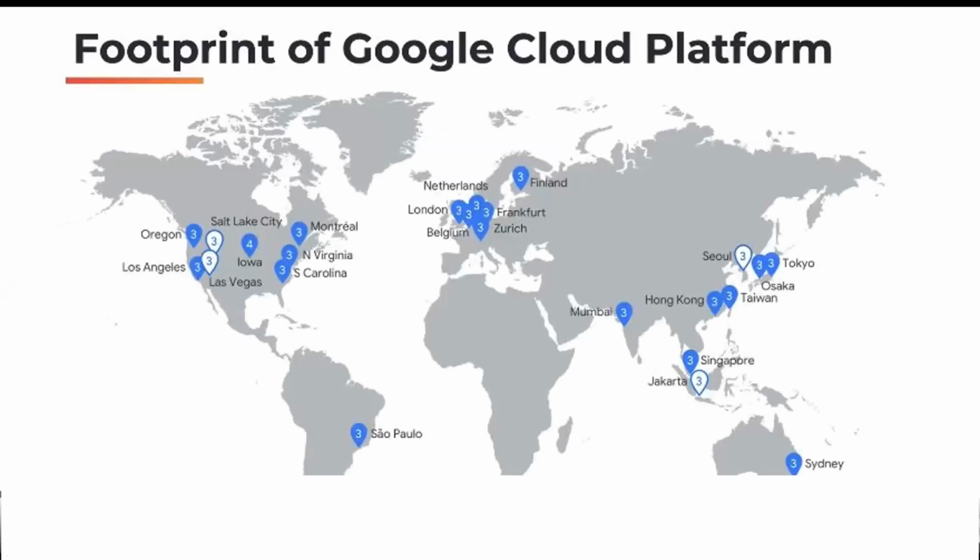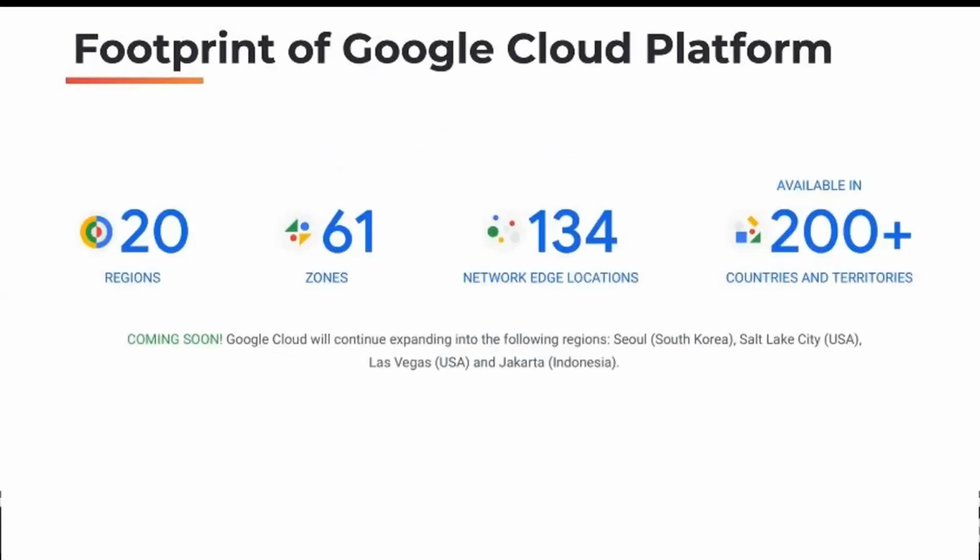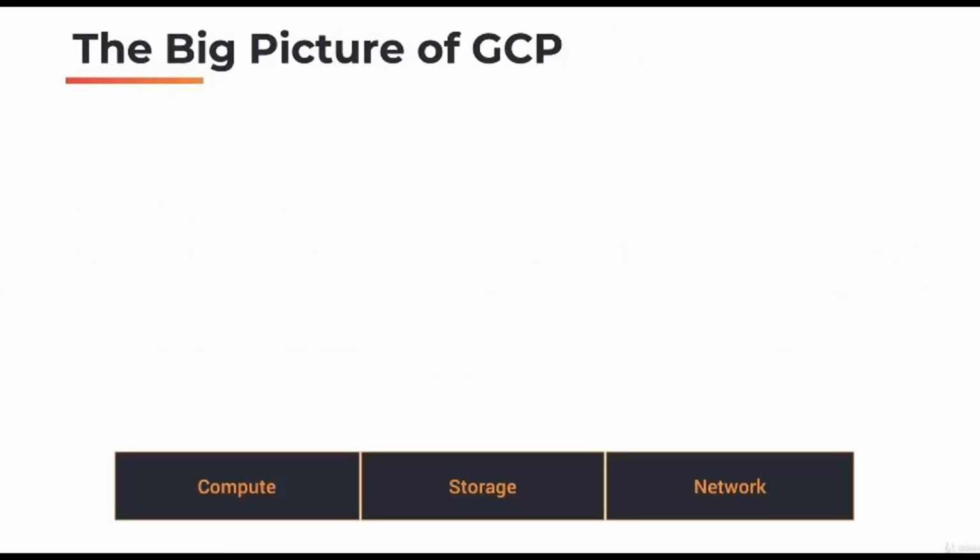So here is a footprint of Google, different kinds of regions. At a conceptual level, it is nothing but a group of regions, zones, and data centers, guys. These are some of the major regions of the Google footprint, and they are continuing to grow. 20 regions, 61 zones, network edge locations, countries and territories, 200 plus available countries. In other words, from 200 countries, we're able to access any of the services is what it really refers to.